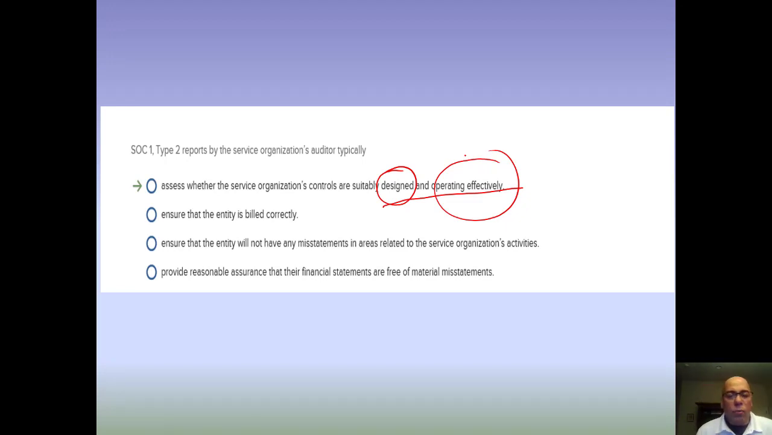In step 1, design, implementation, make an assessment of risk of material misstatement. Step 2, if you assess the risk of material misstatement less than the maximum, test the operating effectiveness of those controls. Key phrases there.